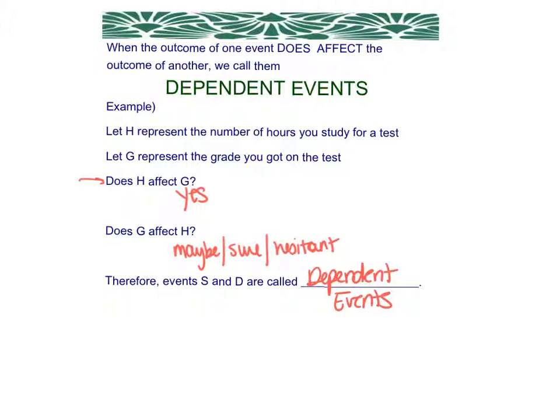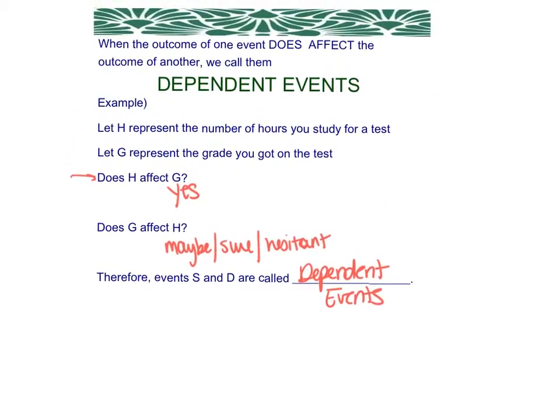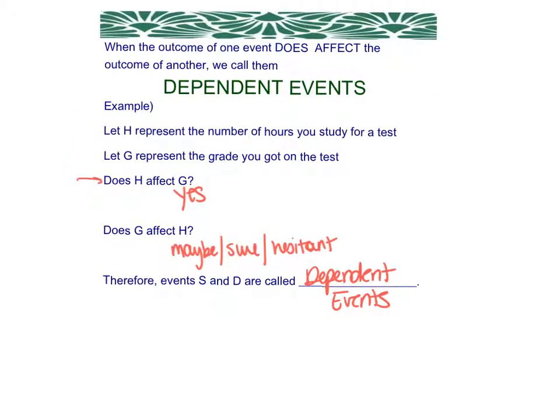Now what I want you to do, since I gave you the example from class, is pause the video and try to think of some events that are dependent, and once you jot a few down, then we'll move on.